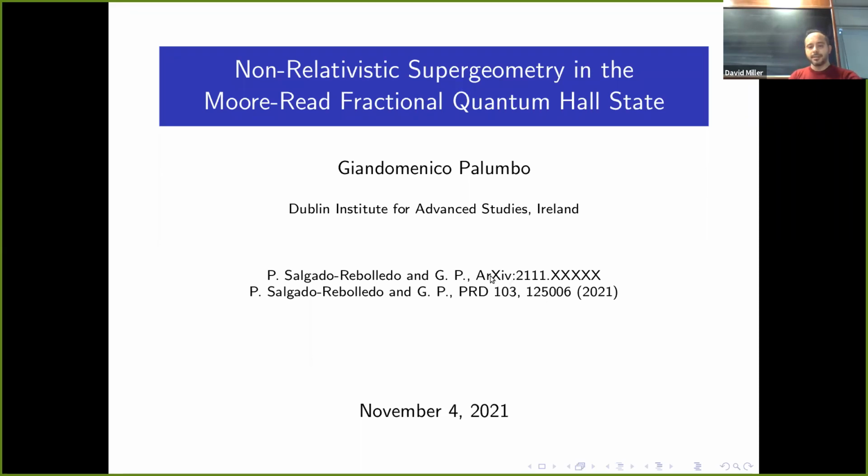this talk is basically based on a paper that still has to appear on arXiv, but we are pretty sure that it will appear in a week or so, and done in collaboration with Patricio Salgado Rebolledo, a collaborator of mine at Brussels University, who recently moved to Poland for his new postdoc. And part of this talk is also based on an already published paper done with Patricio this year about the Laughlin states, so the geometry of Laughlin states.